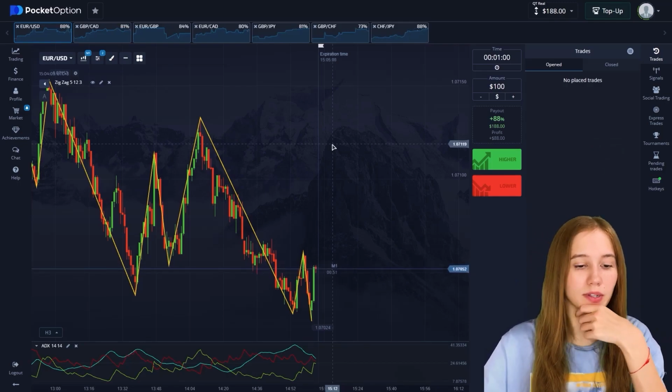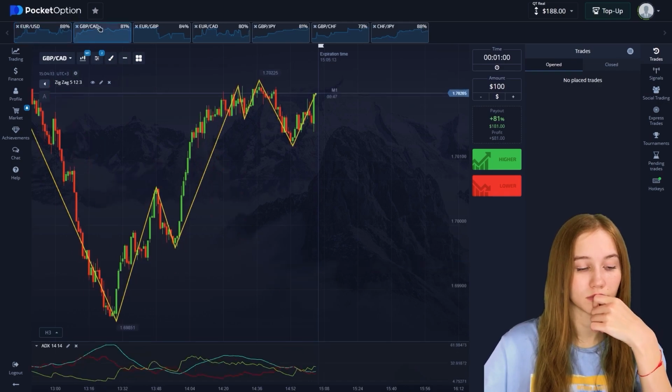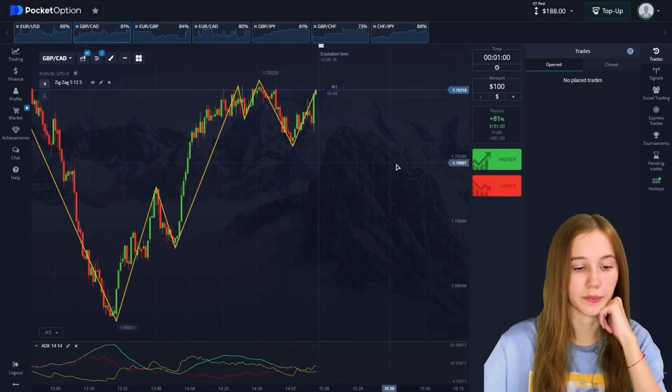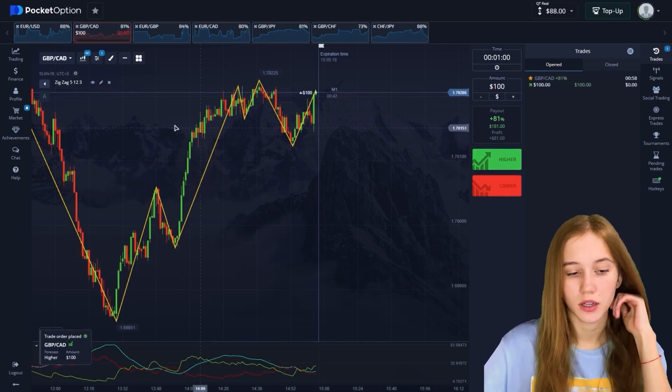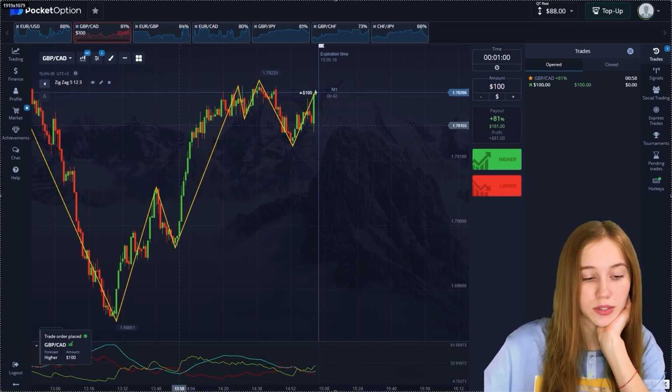So, what's next? Let's go further to the next currency pair. Here we are. Open for an increase. Let's see. Let's find out why we opened for an increase.